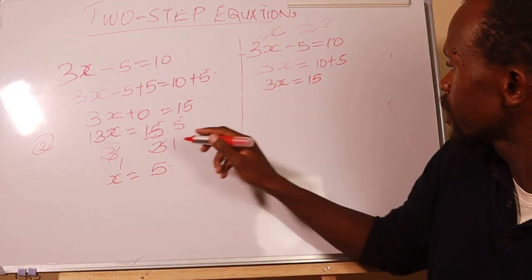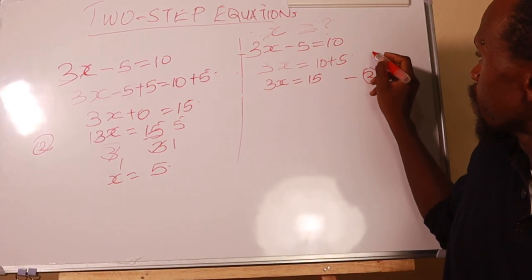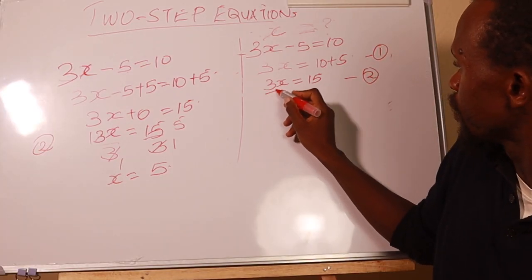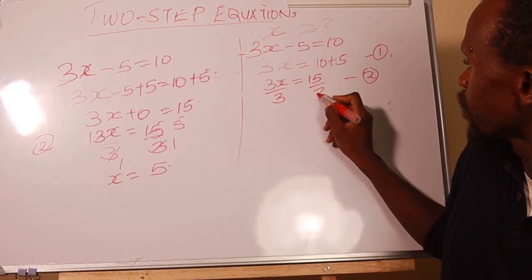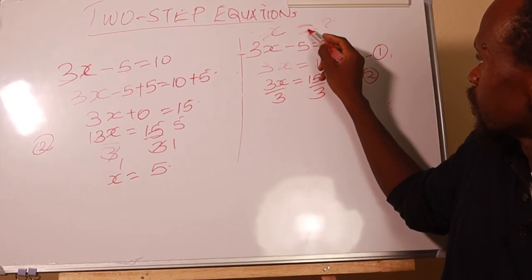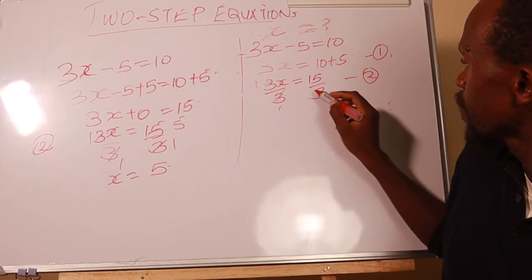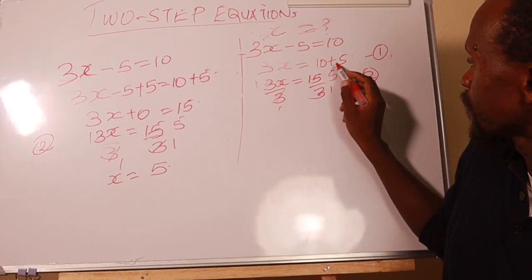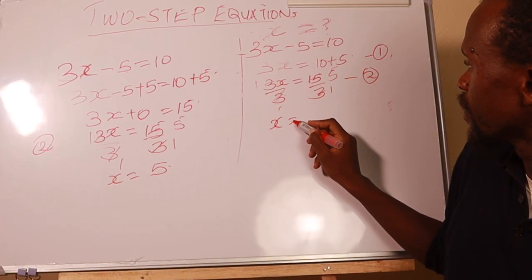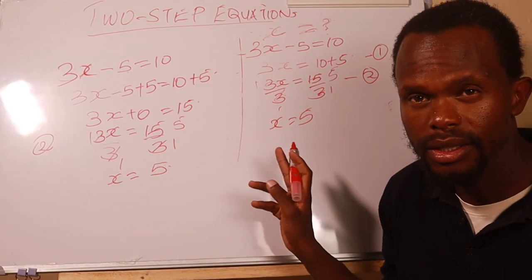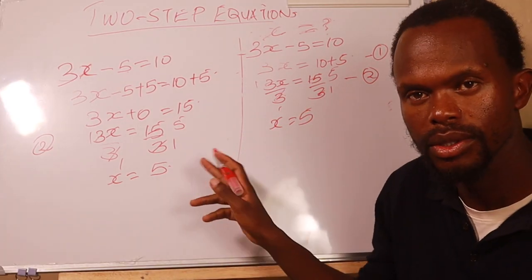Now back to this step 2. This was step 1. Step 2 will be to divide both sides by 3 in order for us to be left with x is equals to. So back to the same, 3 by 3 is 1, 15 by 3 is 5. Therefore we'll be left with the value of 5. X is equals to 5. Right, so this is how to do this using the two methods.